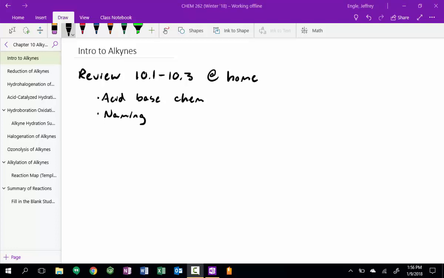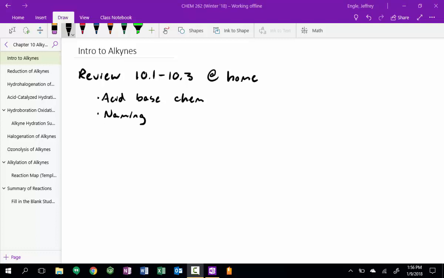All right. The alkyne chapter is really similar to the addition of alkenes chapter. A lot of the reactions look very similar, with similar reagents. I do want you at home to study acid-base chemistry on your own. It's really similar to last term. And I also want you to study nomenclature at home, meaning naming. The naming is really similar to the naming for alkenes.